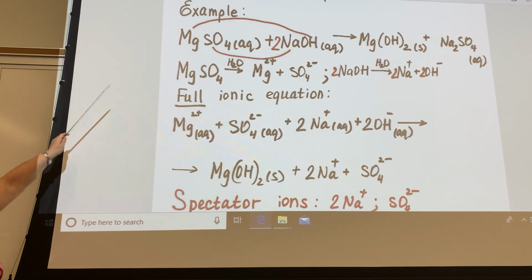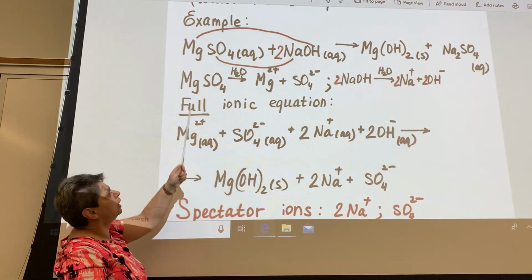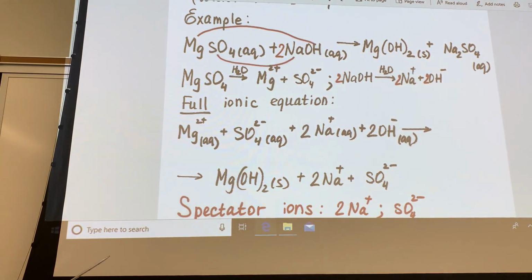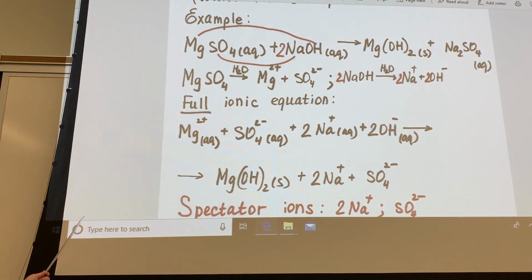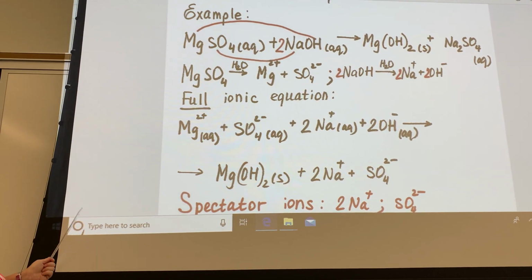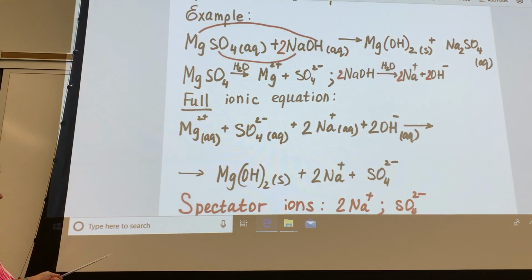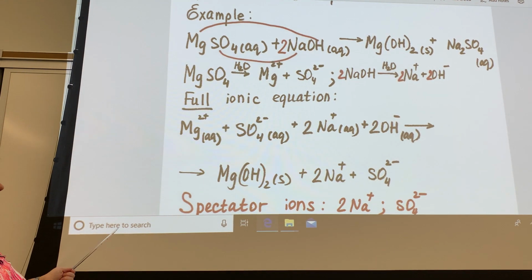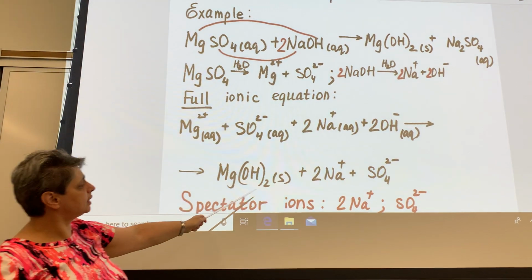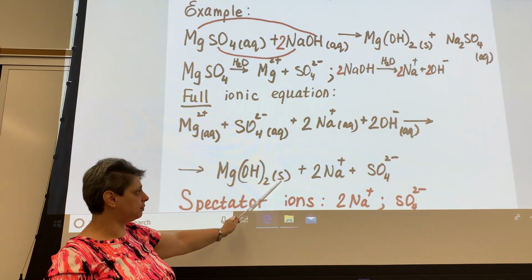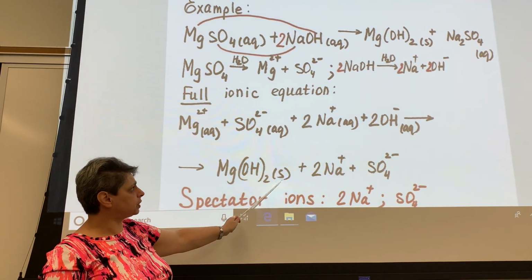This here, of course, the top one, would be called the molecular equation. To write a full ionic equation, I'm splitting everything up except for magnesium hydroxide. Why am I not splitting magnesium hydroxide? Well, because it is a solid, it's a precipitate. And remember, we do not split precipitate.